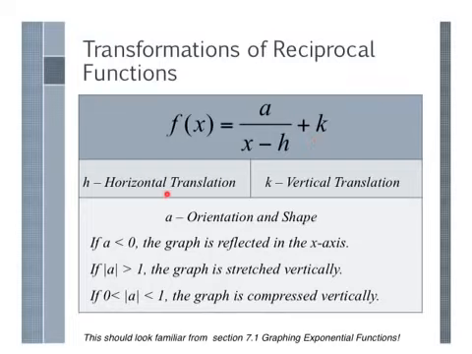And then h is your horizontal translation. So h is the number that's being added or subtracted to the x of the function. And that's going to be related directly to your vertical asymptote, because obviously if you just set x minus h equal to 0, that's going to give you your vertical asymptote. And then the a is going to affect the orientation and shape of the graph. And again, it's going to reflect if it's negative, and then it's going to affect it vertically, and it's going to affect about how fat and how skinny the graph is going to be.